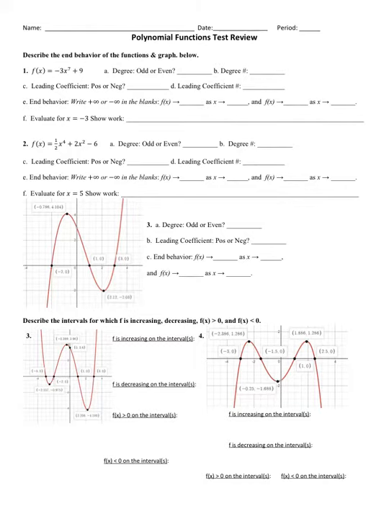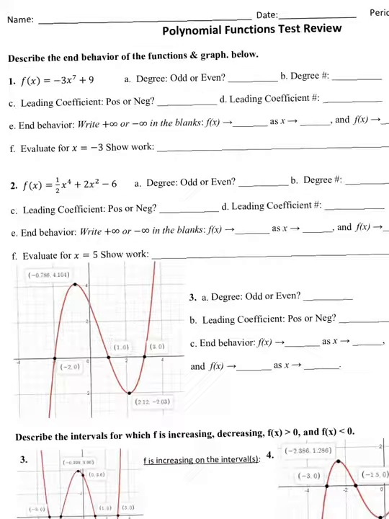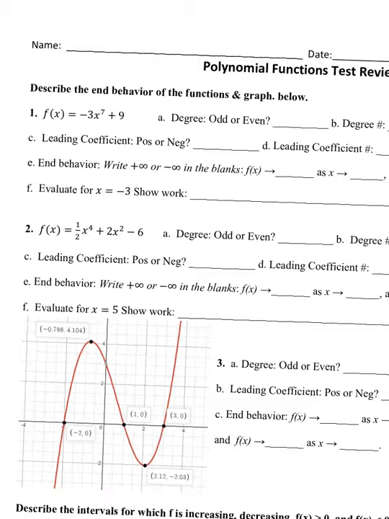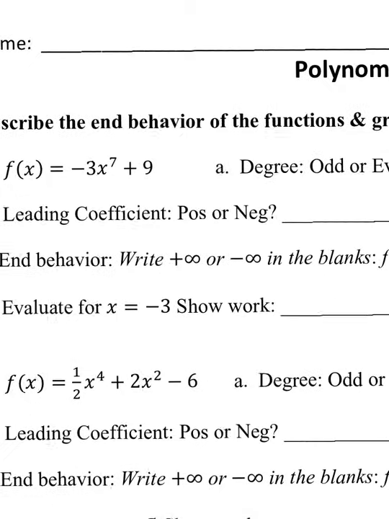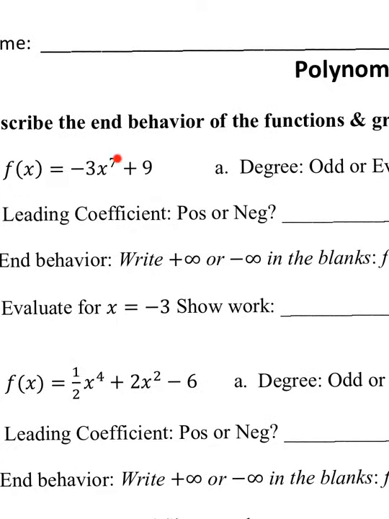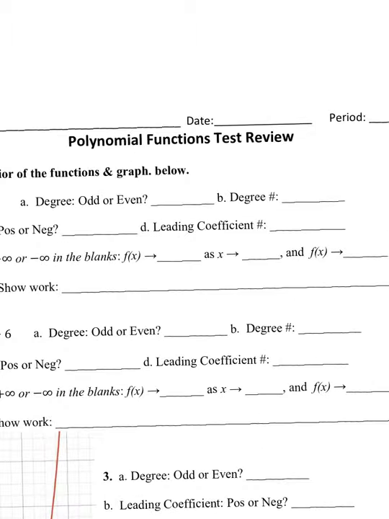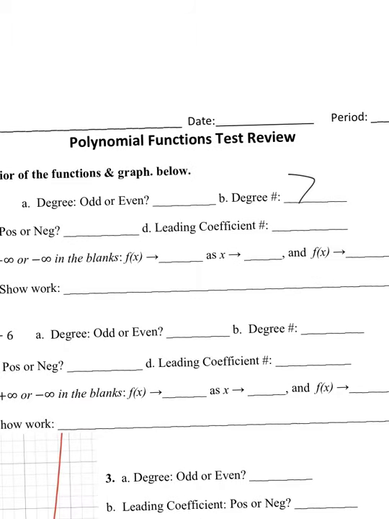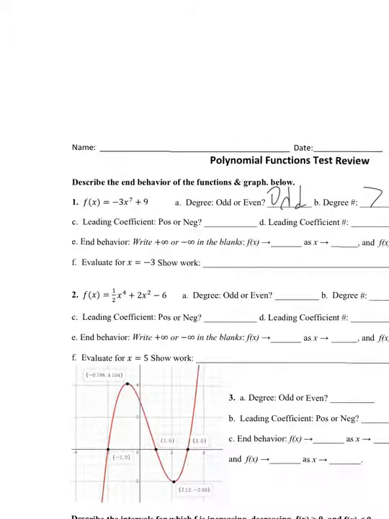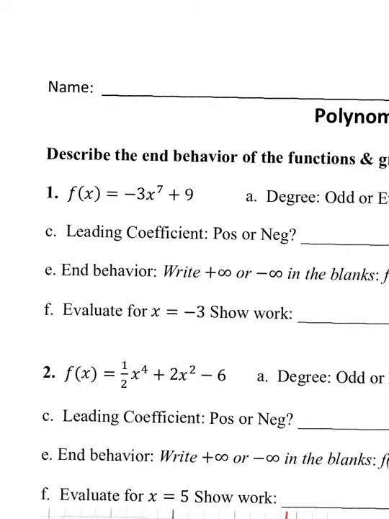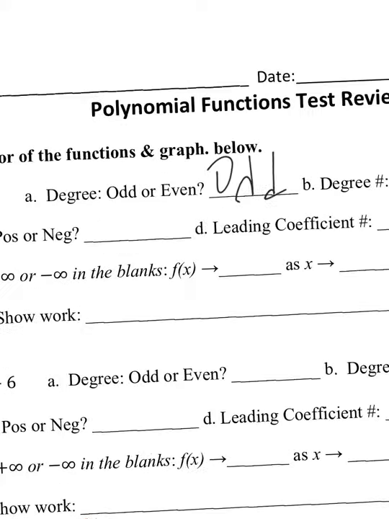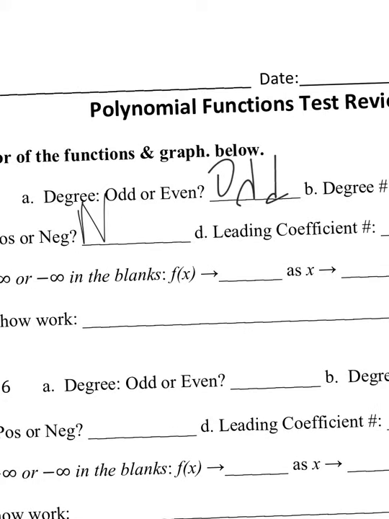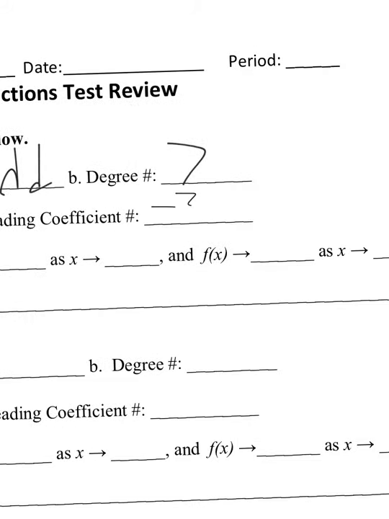Alright, so number one, what is the degree? Is it odd or even? And then what's the degree number? The degree number is the highest power, so the degree number is 7. So the degree number 7 is odd. Alright, and then the leading coefficient is whatever is in front. So that's a -3. So I'm going to write negative, and then the leading coefficient number, I'll write -3.